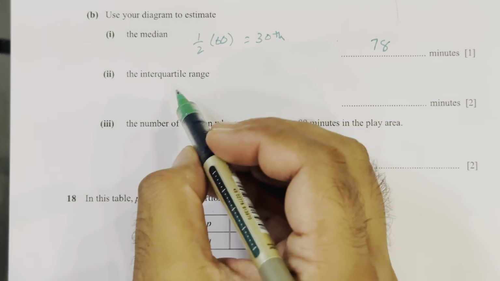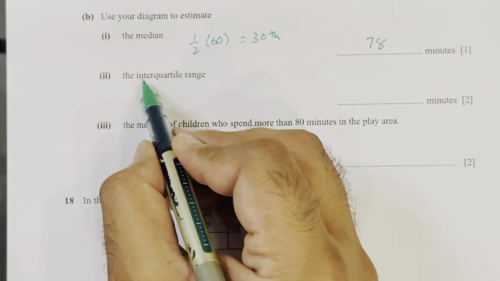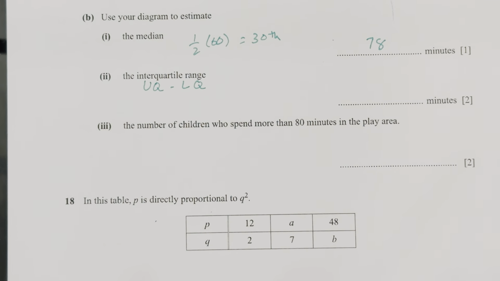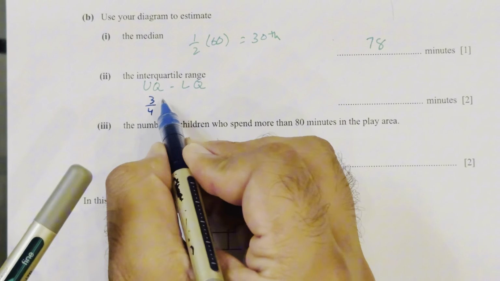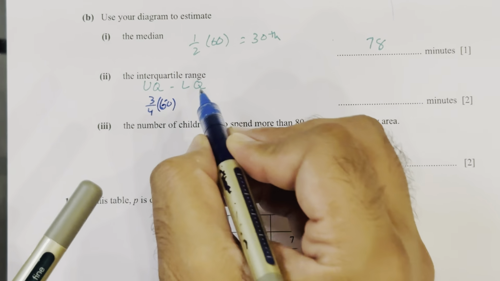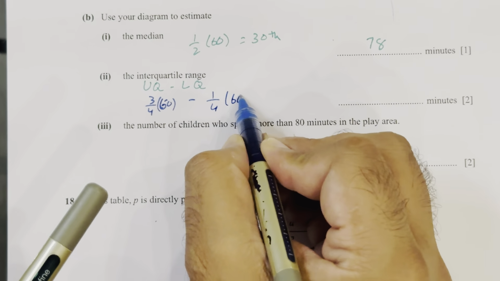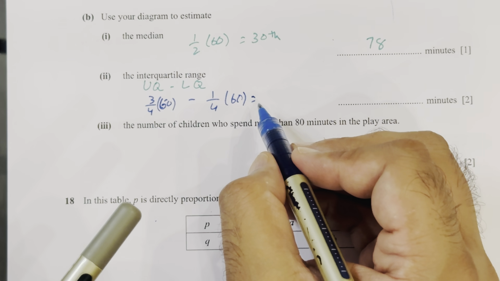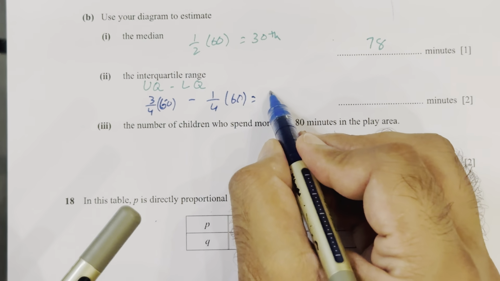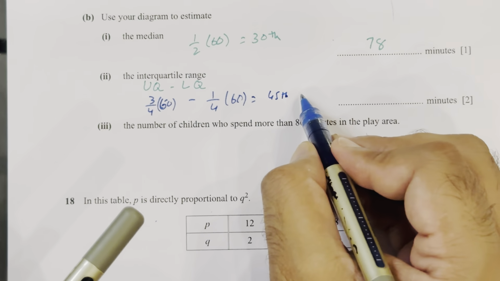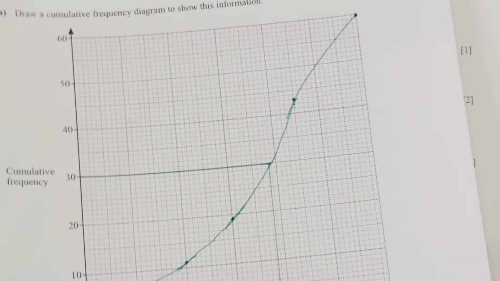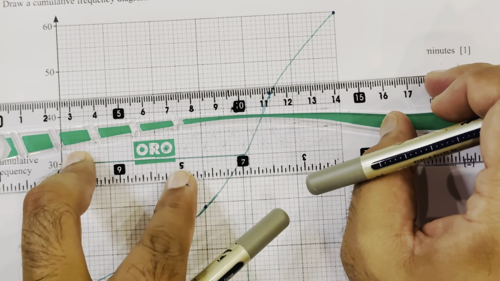Next is the interquartile range. We know the formula: interquartile range is equal to upper quartile minus lower quartile. For finding the upper quartile, it is 3 by 4 of the 60th value, and the lower quartile is 1 by 4 of the 60th value. So 3 by 4 of 60 would be the 45th value, and 1 by 4 of 60 would be the 15th value. So we need to find the value at 45 and subtract the value at 15. The value at 45 would be on the graph.